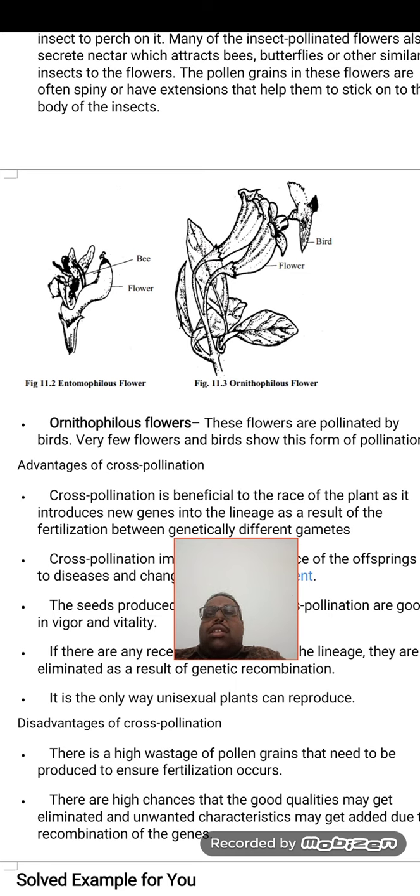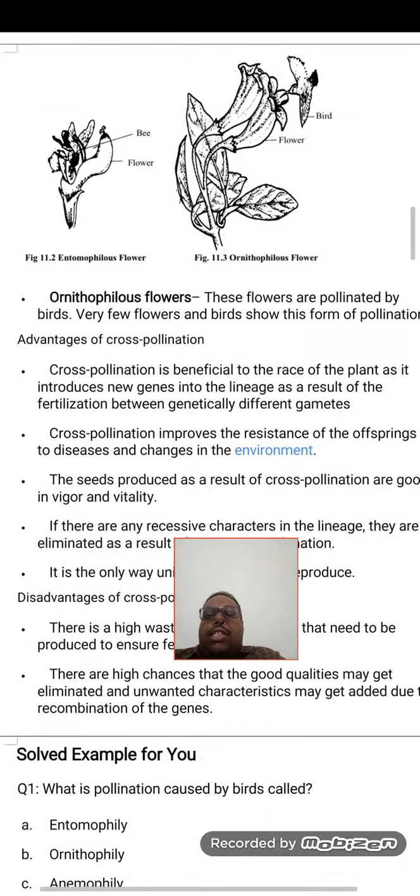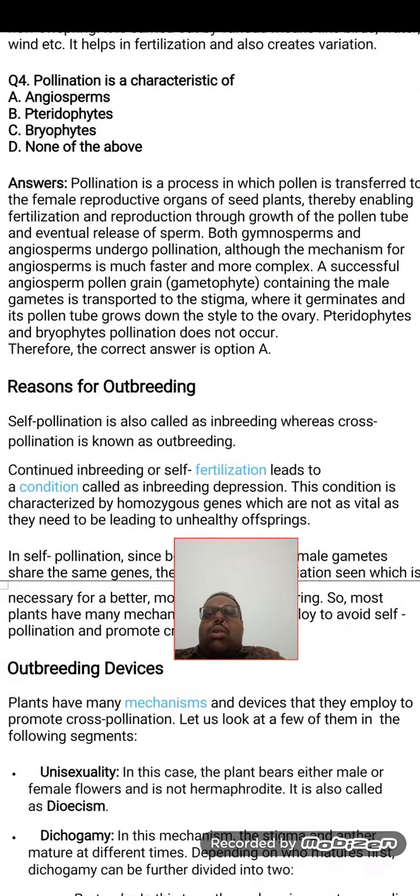Because of this reason, environmentalists study these pollinators to find out whether the environment is healthy or not. So this is also used inside this. And the next one, I have given a few questions here, so please go through that.